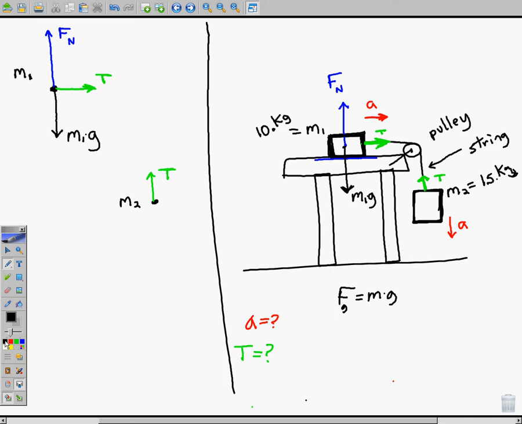There's one other force. TJ, what other force is acting on it? Gravity. The force due to gravity. But instead of calling it F sub G, you can do M2G. M2G, exactly. So instead of calling that FG, I could just call that M2G because of this.